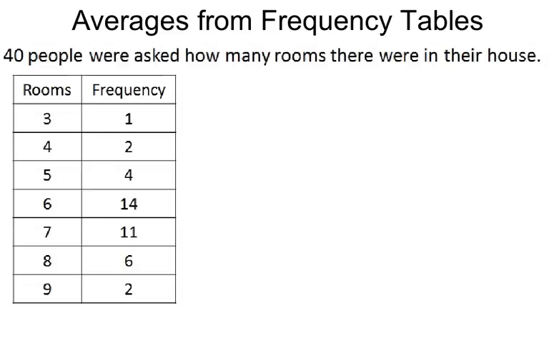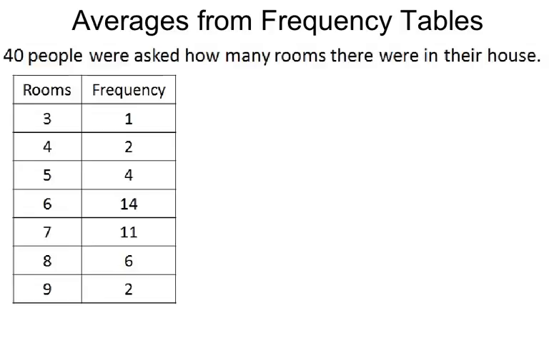In this video, we're going to look at calculating the averages from data that's given to us in a frequency table. So let's jump straight into an example. We're told that 40 people were asked how many rooms there were in their house, and we're given this frequency table with the data. What this table means is that there was one person who said that they had 3 rooms in their house. There were 2 people who had 4 rooms, 4 people who had 5 rooms, and so on down the list.